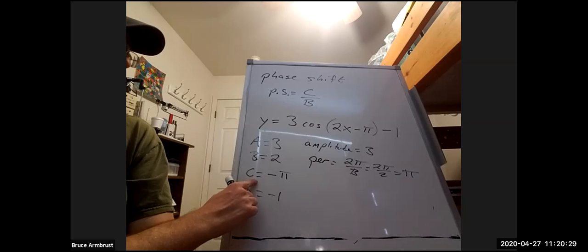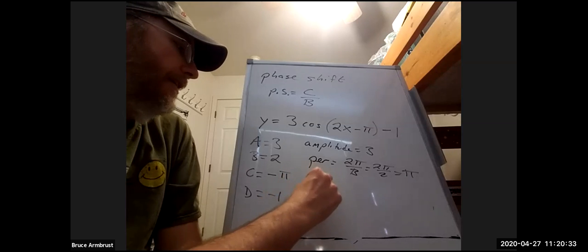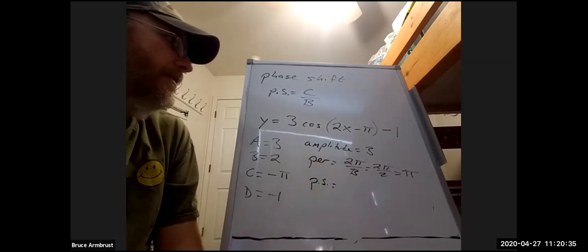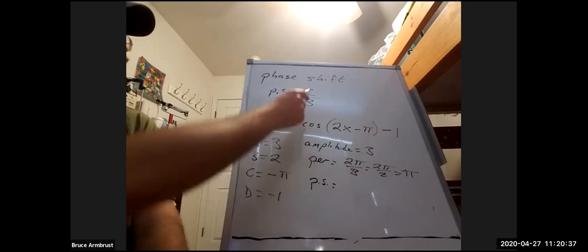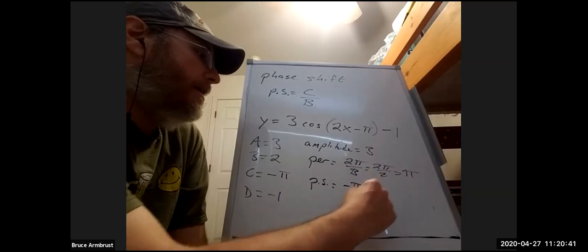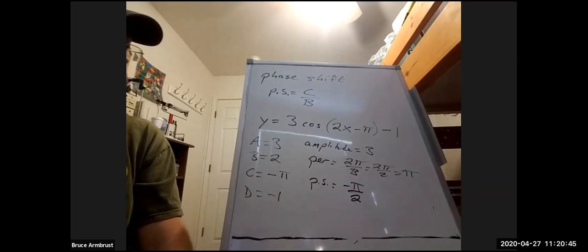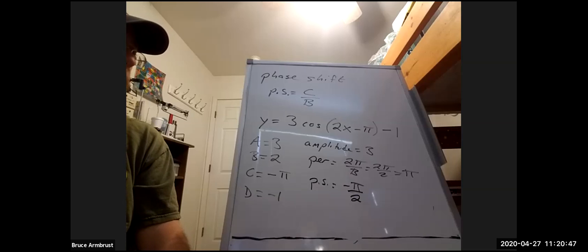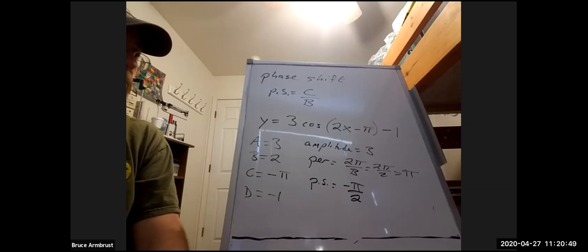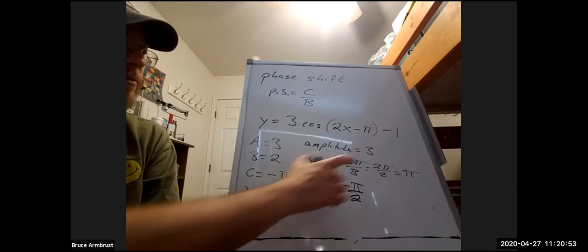Let's think about what C does. C affects my phase shift. So let's get our phase shift. So we need to do C over B. So C is minus pi, B is 2. So our phase shift is negative pi over 2. So we're going to shift pi over 2. We're going to take all those points and shift pi over 2.